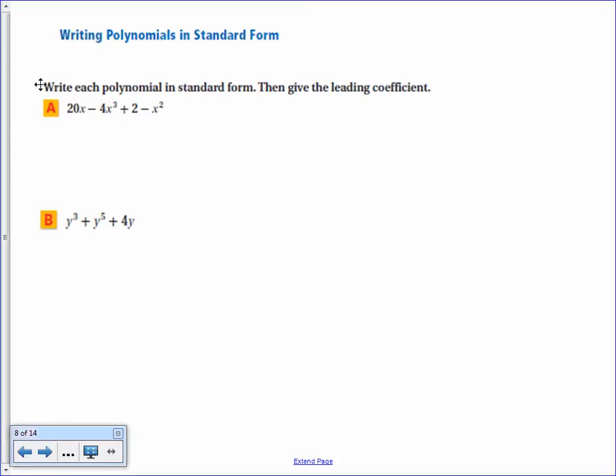So now we're going to be writing polynomials in standard form. And what standard form means is it's a different way to write the polynomial, going from the highest degree to the lowest degree. So in the polynomials that we're going to look at here, basically we just have to look at the exponents. Which one has the highest exponent? We're going to write that one first and go down the line, going lower and lower.